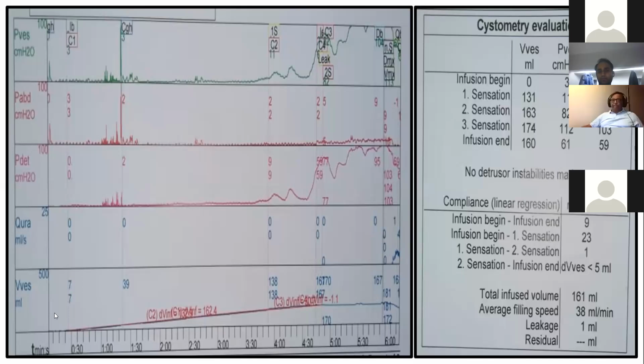So the infused volume was around 161 mLs. He had significantly reduced sensations. First sensation at 131 mL, the second sensation at 163, and we had to stop at 174 mLs because the patient could not hold anymore and he leaked some amount of urine.